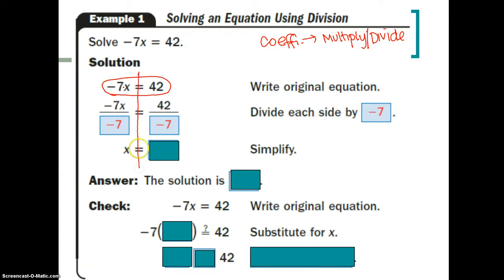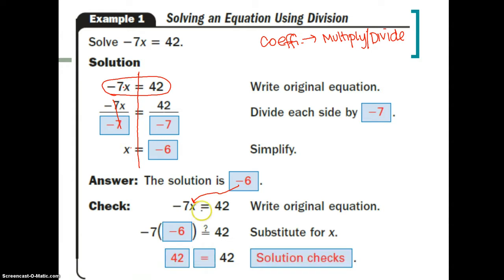There's your line that separates the sides. This cancels out. You're left with x. 42 divided by negative 7 is negative 6. The solution is negative 6. Remember to always check your answer by plugging that back into the x. And what is negative 7 times negative 6? 42, so the solution checks.